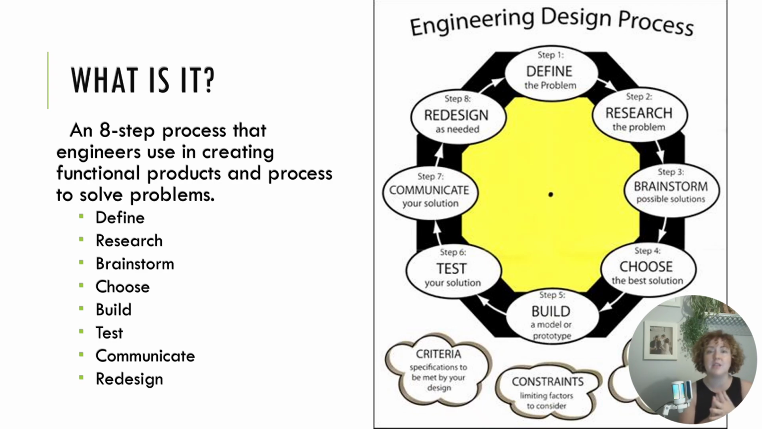There are 8 steps to the engineering design process, starting at the top or the 12 o'clock position and then working our way around clockwise. So we have define, research, brainstorm, choose, build, test, communicate, and redesign. We're going to talk about each of these 8 steps and how it can look, not just in the real world, but also how it can look in our classroom. So make sure you have the diagram filled out, and then we're going to go through each of these.